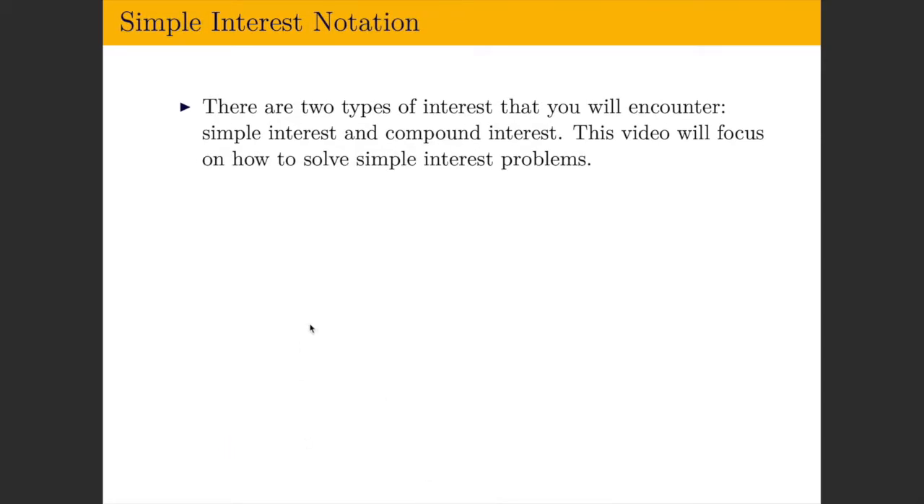So there are two types of interest that we're going to encounter, and those are simple interest and compound interest. In this video we're going to purely focus on simple interest calculations and simple interest problems.